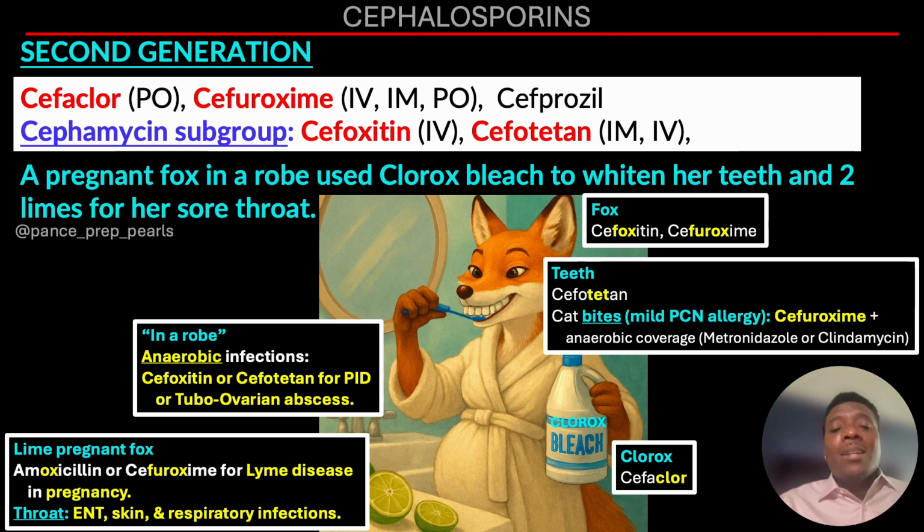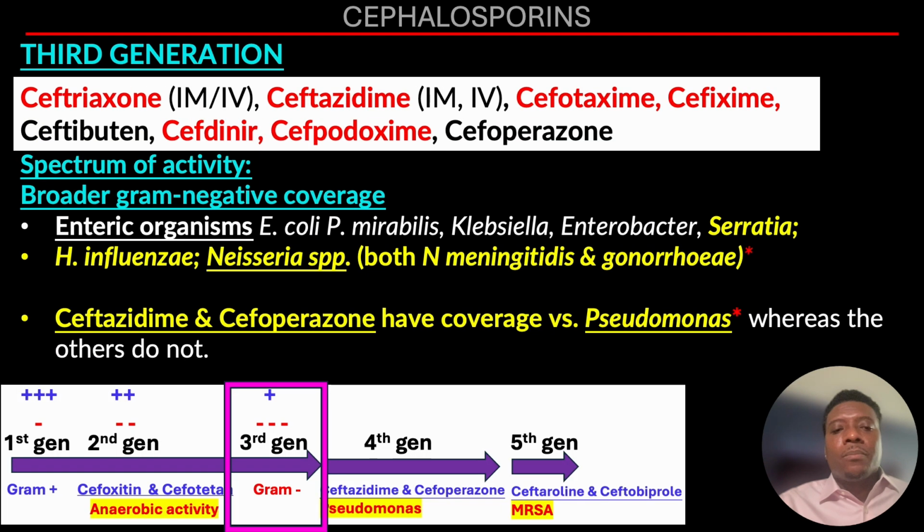The Lyme in the pregnant fox has to do with the fact that if you have Lyme disease and you're pregnant, you can use amoxicillin or cefuroxime as an alternative. And the throat part is because they're great for ENT, skin, and respiratory infections. The Clorox comes in because cefaclor is an example of a second generation cephalosporin. And the teeth is because of the cefotetan, and also for bites with the teeth for cats, you can use cefuroxime as an alternative to amoxicillin clavulanic acid.